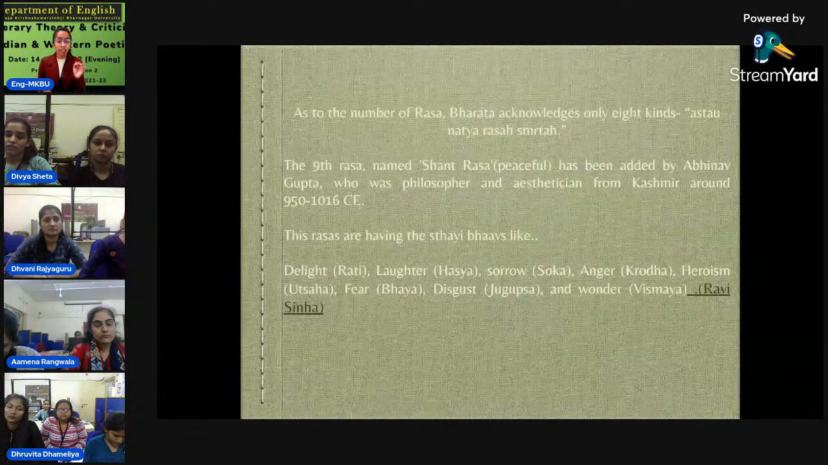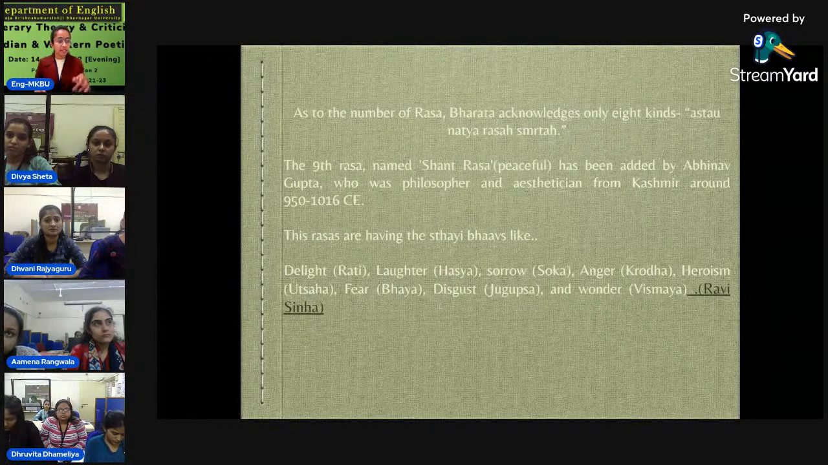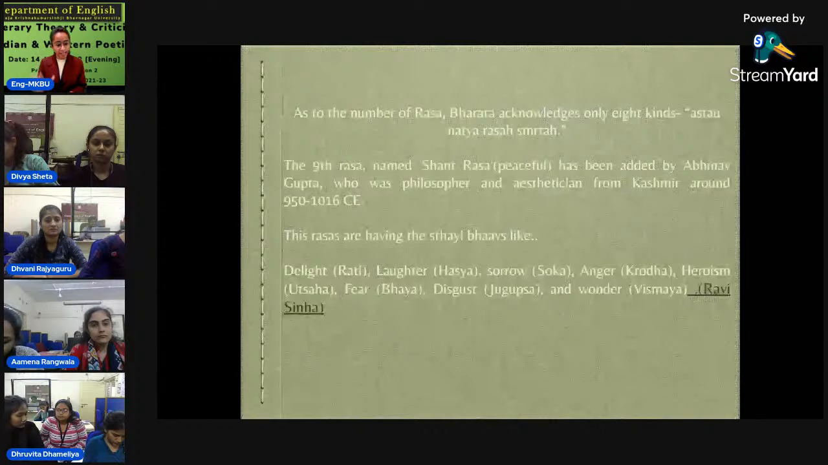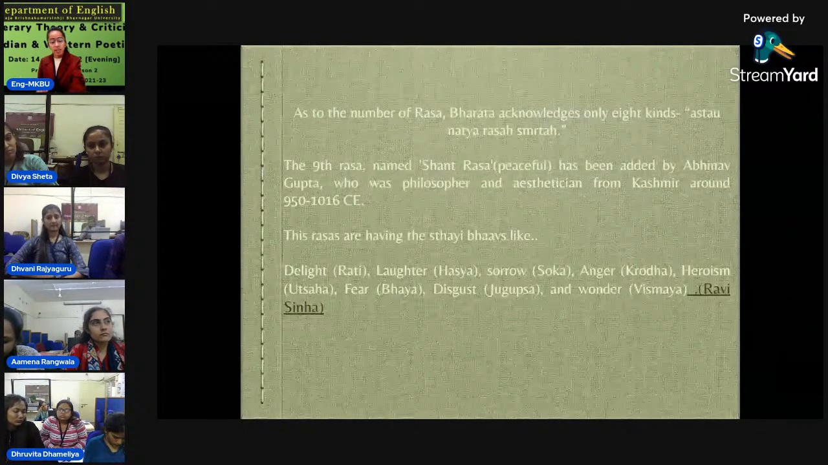According to Bharat Muni, there were only eight kinds of rasas: ashta natya rasas. It is written in the Natya Shastra by Bharat Muni. So he gave only eight rasas: rati, hasya, shok, krodh, utsah, bhaya, jugupsa, and vismay. And the bhavs of these rasas are delight, laughter, sorrow, anger, heroism, fear, disgust, and wonder.